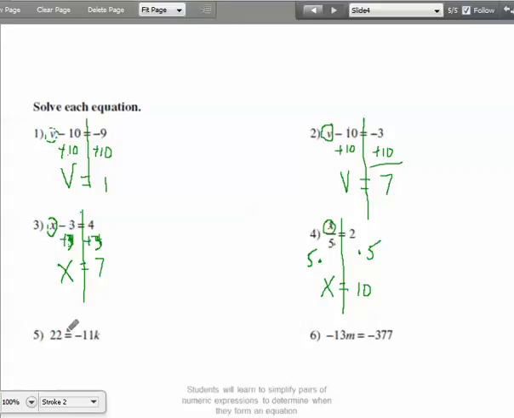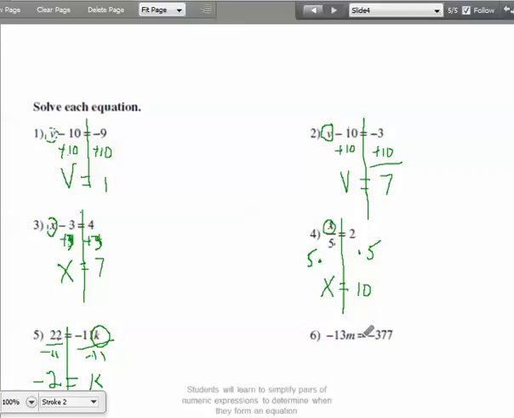Okay? Looking at number 5 down here, drawing my line through my equal sign. I've got my variables over here this time. Does that make a difference? Not really. I've got negative 11k, so it's being multiplied, so I'm going to divide by negative 11. Negative 11 divided by negative 11 becomes 1, so I'll wind up with k on this side. I'm going to divide this side by negative 11. 22 divided by negative 11 is a negative 2. I've got a positive divided by a negative. So k is equal to a negative 2.